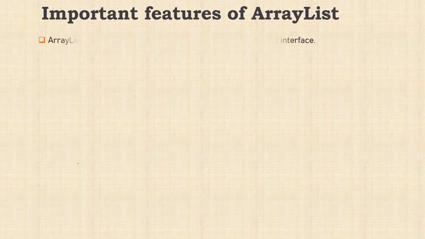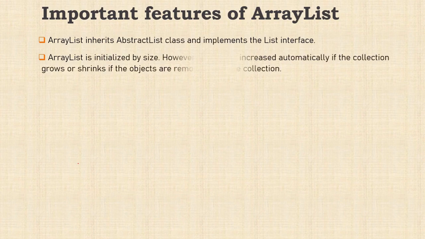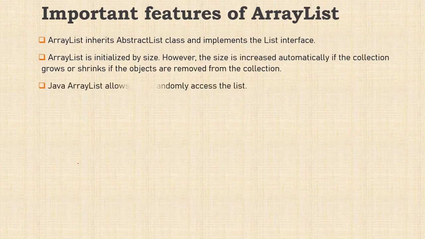So we are going to see some features of ArrayList. ArrayList inherits the AbstractList class and implements the List interface, as we just saw. ArrayList is initialized by size. However, the size is increased automatically if the collection grows, or shrinks if objects are removed from the collection. So it grows automatically. Java ArrayList allows us to randomly access the list.